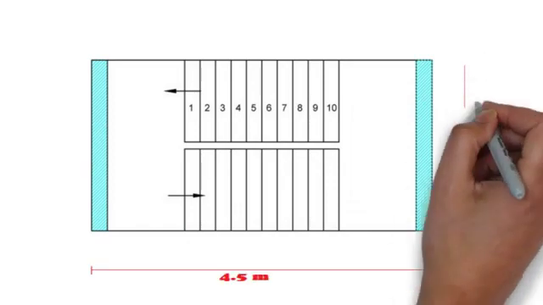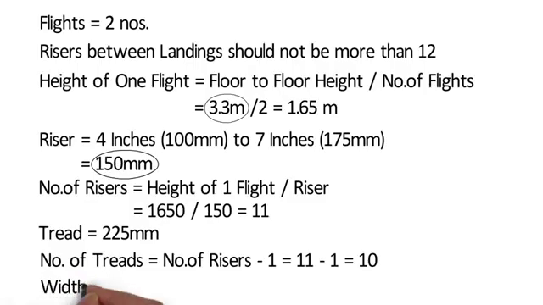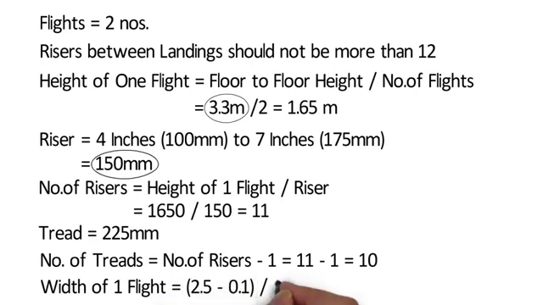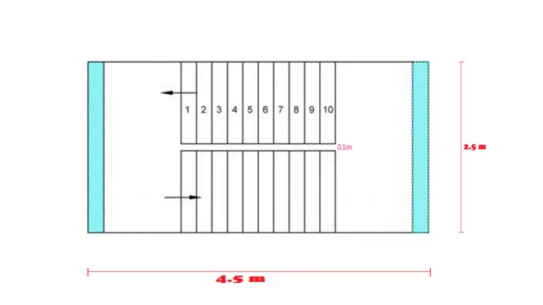We have a total width of staircase as 2.5 meter. So for one flight, the width shall be 2.5 minus 0.1 divided by 2 is equal to 1.2 meter. Here 0.1 meter is the gap between two flights. In this plan, you can see two number of flights which are 1.2 meter wide.